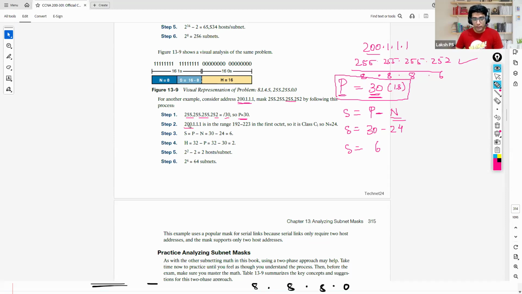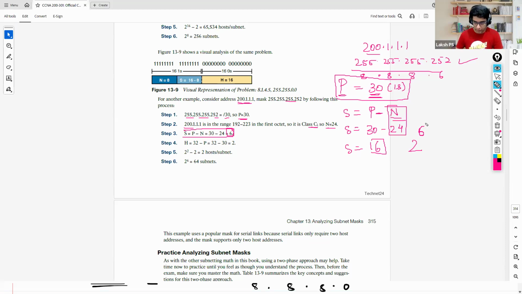200 is a class C network, so your network bits is 24, which we calculated over here. So your subnet bits is 6. So the total number of subnets that you can have is 2 power 6.